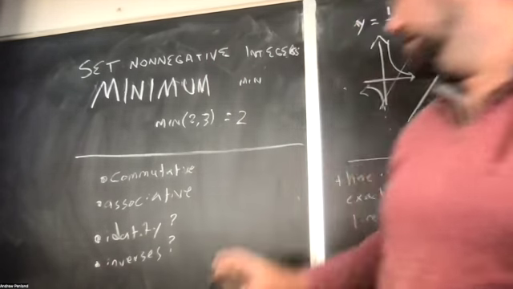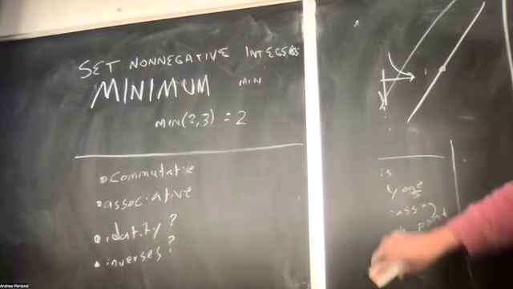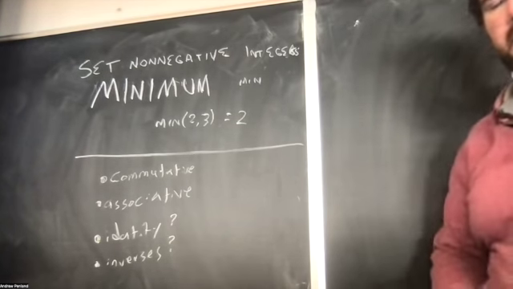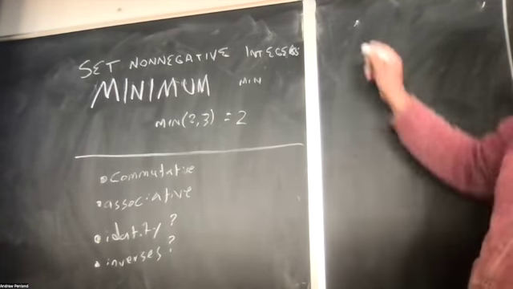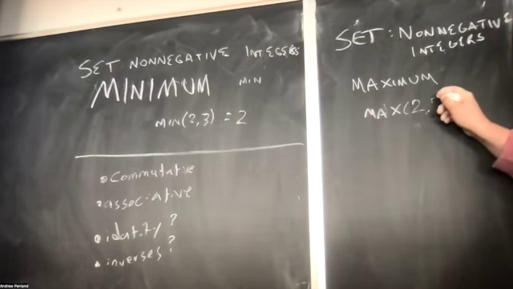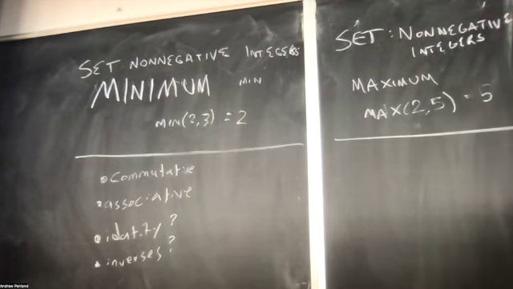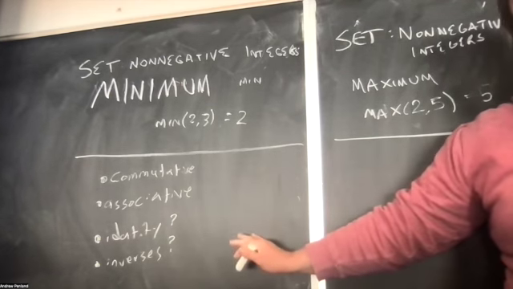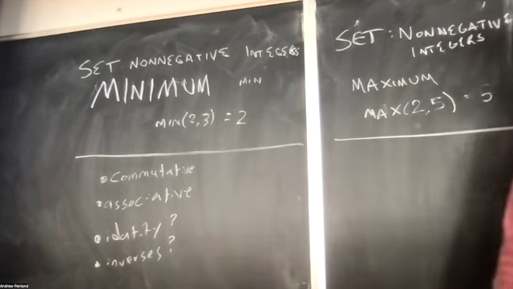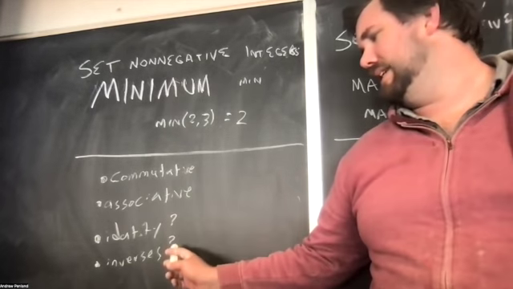And then let's look at the same thing, but let's take the set of non-negative integers and ask about the binary operation of maximum. Let's look at the maximum. Now the max of 2 and 5 is 5. Ask the same questions about these properties of a binary operation. Commutative, associative is again hard. Does it have an identity and does it have inverses?